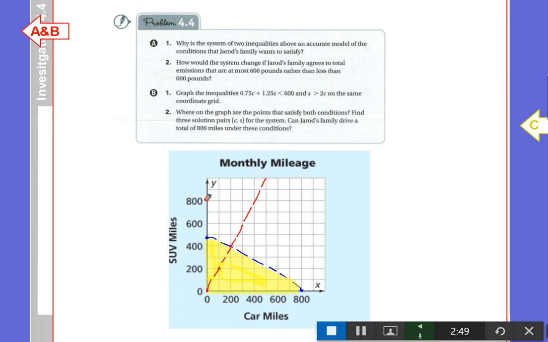So could I have 800 SUV miles and 0 car miles? The answer is yes. Yes, I could, because 800 is greater than 0. So that means I need to shade. Here we go. So I can shade this region here.